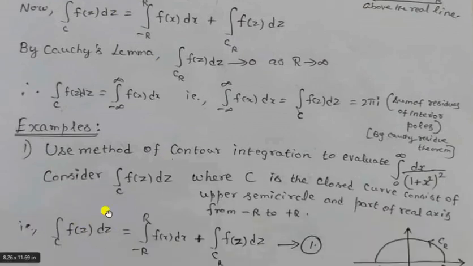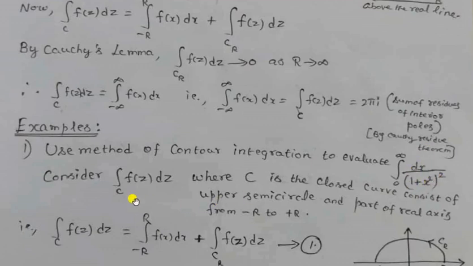So now consider this first example. Use method of contour integration to evaluate this integration. Here limits are not given from minus infinity to infinity. It is given as 0 to infinity. At last we will get this limit. Now consider the integrand, which is 1 by (1 plus x square) the whole square dx.